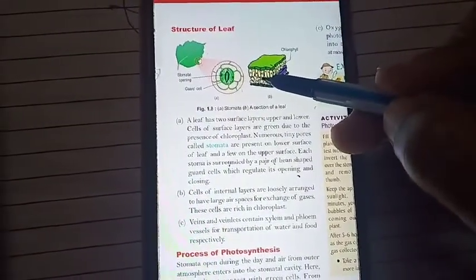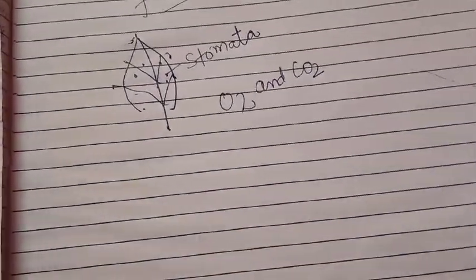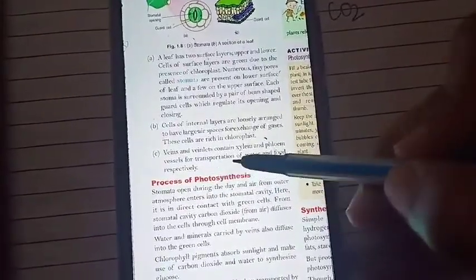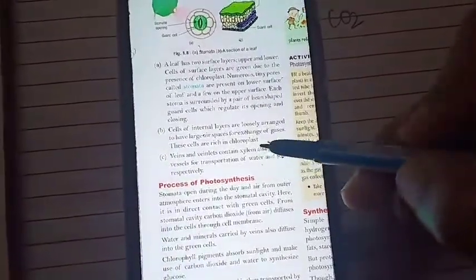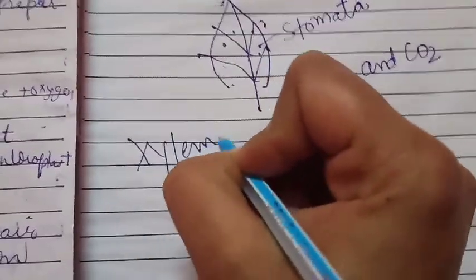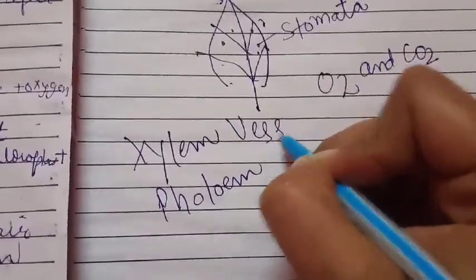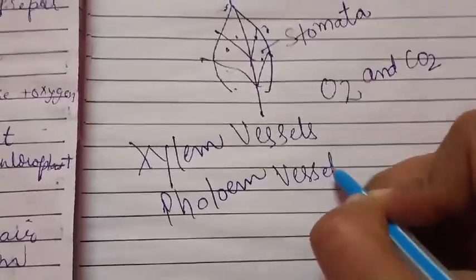These layers have large spaces. Why? For the exchange of gases, as stomata help in the exchange of oxygen and carbon dioxide with the outer environment. Veins and veinlets contain xylem and phloem vessels for the transportation of water and food. Xylem vessels help in the transportation of water and phloem in the transportation of food. Two types of vessels are present in veins and veinlets: one is xylem vessels and the second is phloem vessels.